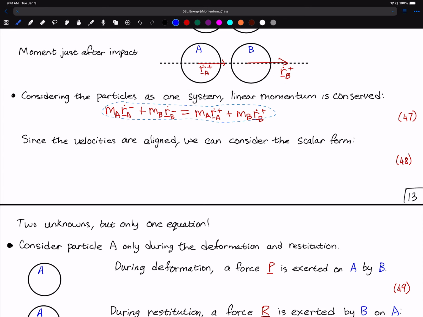Here, this ṙ_A plus is our unknown, at least in this case, for the derivation of this general theory. That doesn't mean that in every problem you'll be given what happened prior. You might be told what happened afterwards, and then you need to work backwards to determine how each particle is moving prior to this.